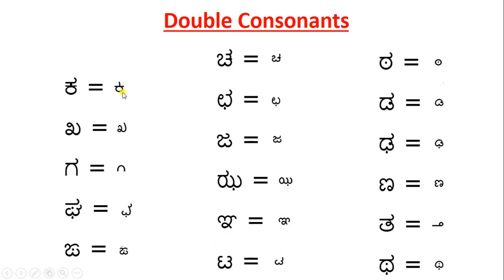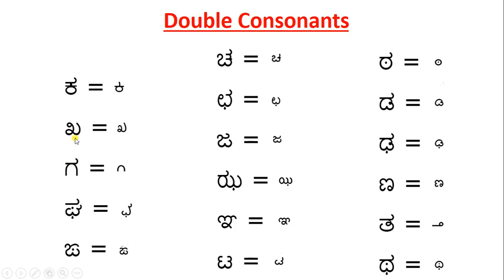Now the double consonants look similar to this. If you look at this and this, only the upper part is missing from this, right? If you look at this and this, it is similar. If you look at this and this, the upper part is missing. If you look at this and this, the upper part and the dot is missing. And in most of the double consonants, the upper part will be missing. Most, not all, most.